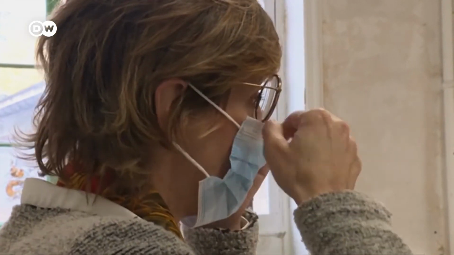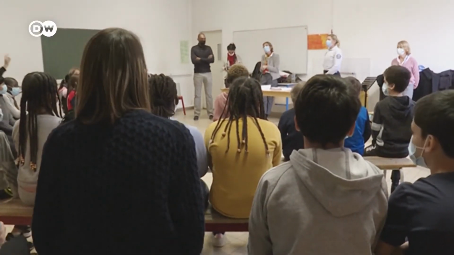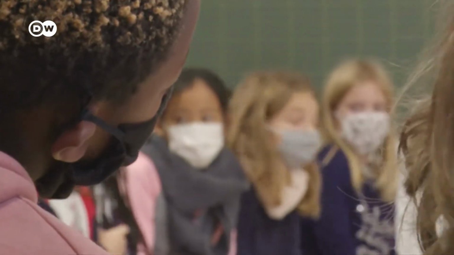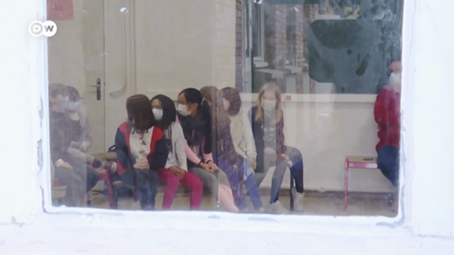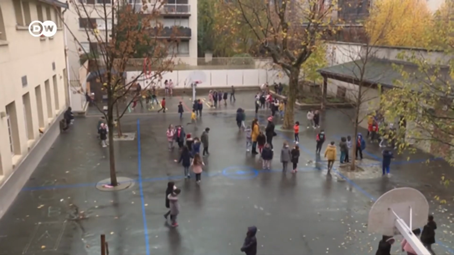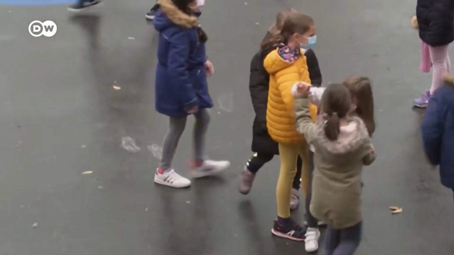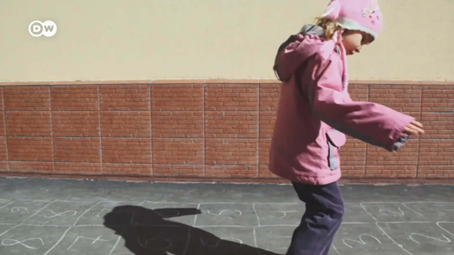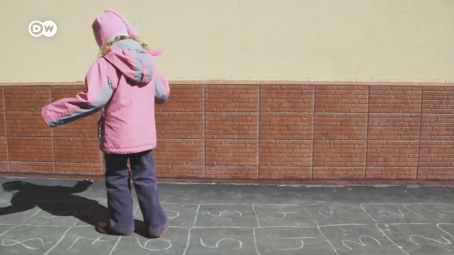Numbers inform our decision-making. How many kids can be safely in one classroom? Or how many people should I be allowed to meet with? But with new and changing numbers coming to us every day, what's important? And how do you keep your head from spinning?